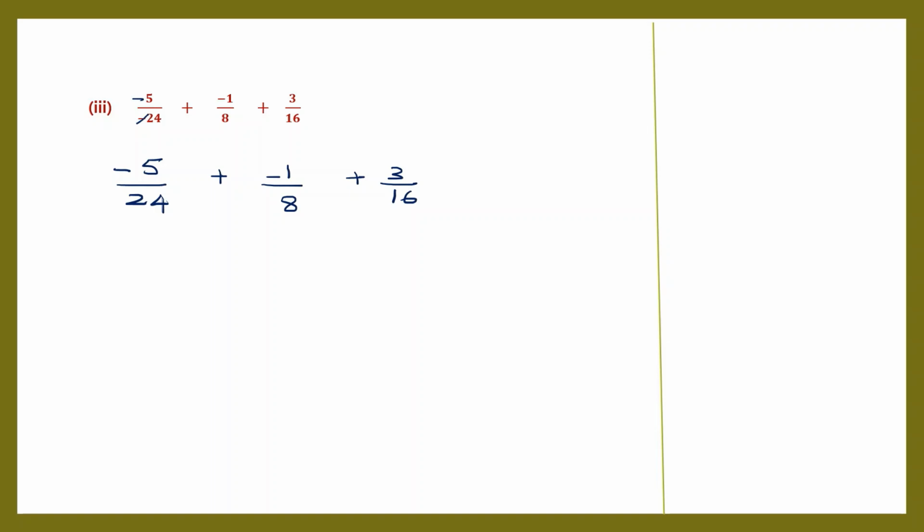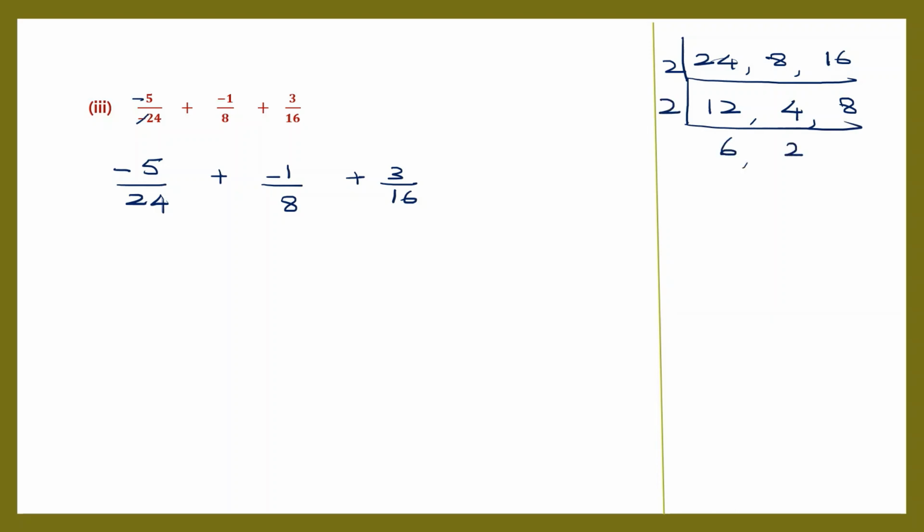Denominators, we're going to find the LCM. So we have 24, 8 and 16. Let's find the LCM starting with 2. 2 12s are 24, 2 4s are 8, 2 8s are 16. Then we continue. 2 6s are 12, 2 2s are 4, 2 4s are 8.